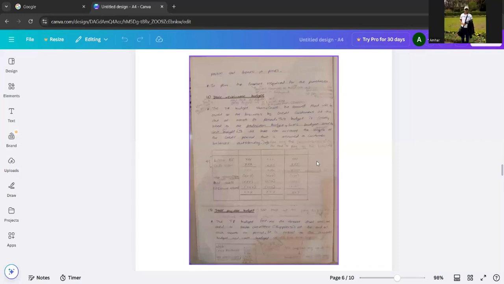Now look at the trade payable budget. The trade payable budget forecasts the amount that will be owed to trade creditors, that is suppliers, at the end of each month or period. It is linked to the purchase budget and cash budget. So whatever I explained is what they have told here: how much money we are going to pay the suppliers at the end of the month. This budget is also linked with the purchase budget and cash budget.